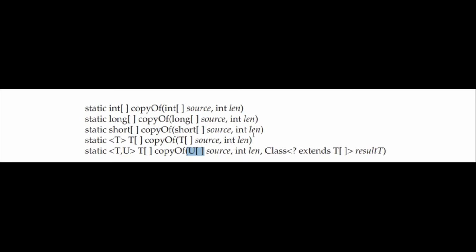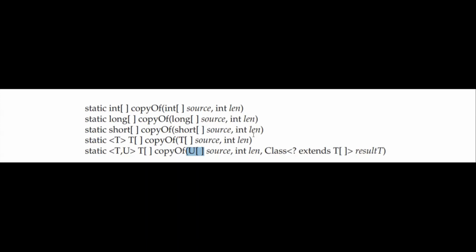So if the copy is longer than the source, then the copy is padded with zeros for numeric arrays, null for objects, and false for Boolean, like that. If the copy is shorter than the source, then it gets truncated. This padding is also done over here. If the length is negative, a negative array size exception will be thrown. If the source itself is null, then a null pointer exception is thrown, like that.